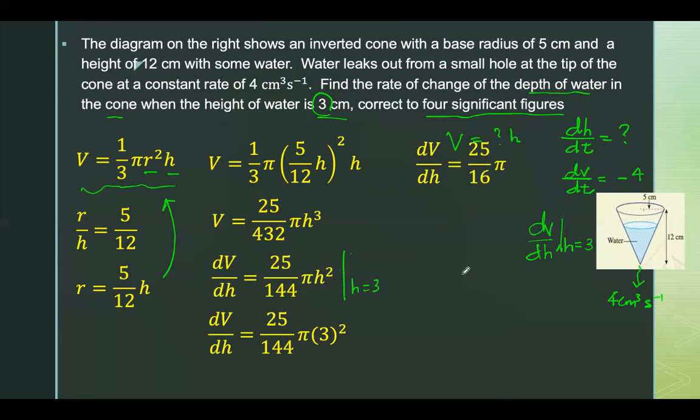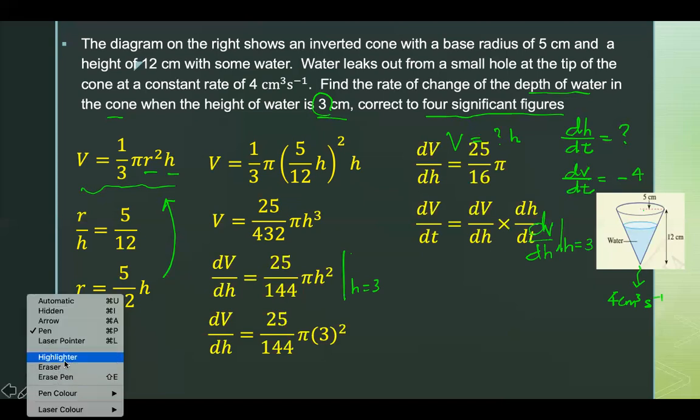Okay, therefore, now I can find what is my dH dt. So I'm using dV dt equals dV over dH times dH dt. Okay, dV dt.